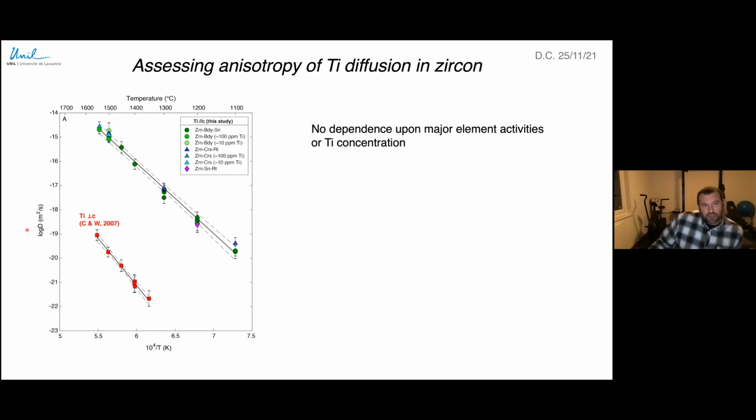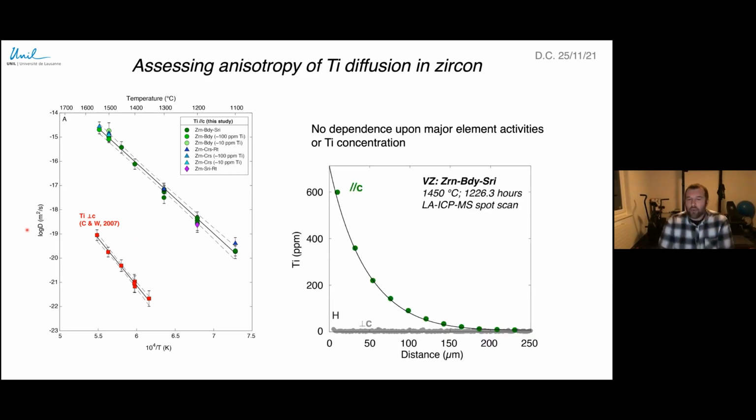Now, if I add to this chart the data that was collected by Cherniak and Watson, in which diffusion occurred perpendicular to the c-axis, you can see right away that there is a very large degree of diffusion anisotropy here.